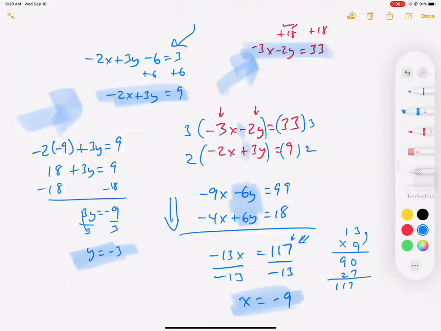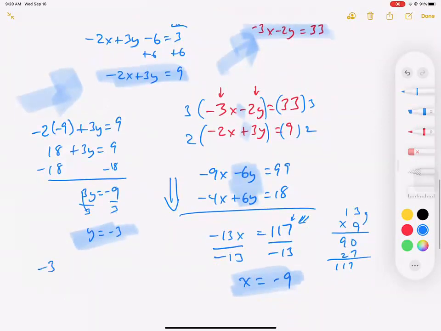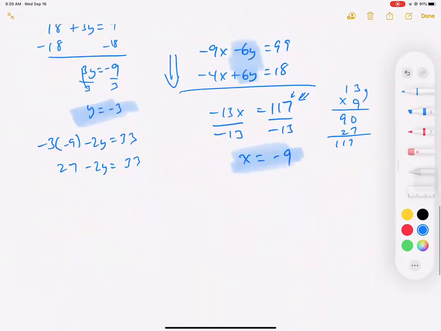Would this have worked if I chose the other equation? Sure. Negative 3x, where x is negative 9, minus 2y equals 33. This is 27 minus 2y equals 33. Okay, I'm going to get rid of the 27 now. Minus 27, minus 27. Negative 2y equals, that gives me 6. Divided by negative 2, y is equal to negative 3. Just like what we said before.